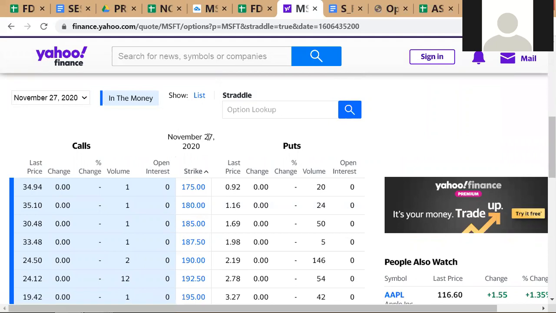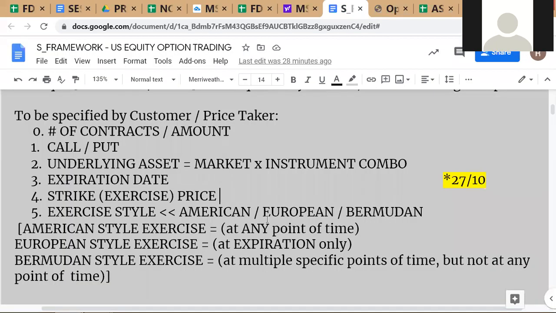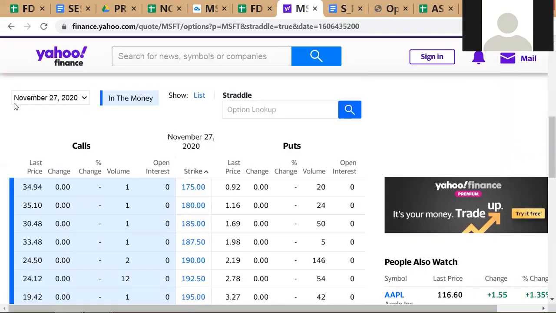And in the case of Bermudan options, what it means is that you can exercise it at specific points of time. So if you buy it today, maybe you have a Bermuda style option which gives you the option to exercise every Friday. Then you can exercise on every Friday, but not on Thursday, not on Monday, not on Tuesday, etc.